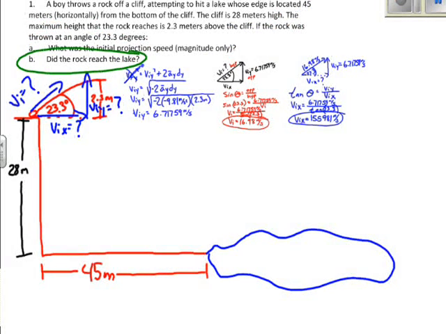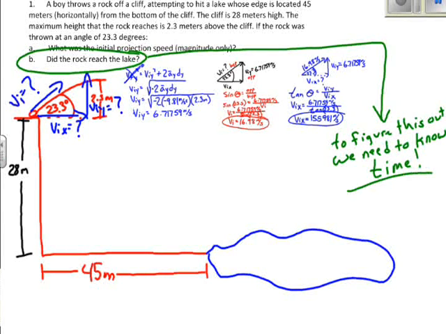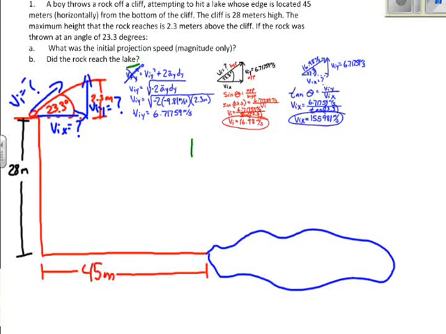Now, I mentioned before, it doesn't just depend on how fast this thing's moving, but also how long it's up in the air if we're to figure out whether or not the rock reaches the lake. So I'm going to break this time up, and I'm going to consider the fact that we have to maybe figure out how much time the rock is rising and then how much time it's falling. So I'm going to say that dfy equals diy plus viyt plus 1/2 at squared.